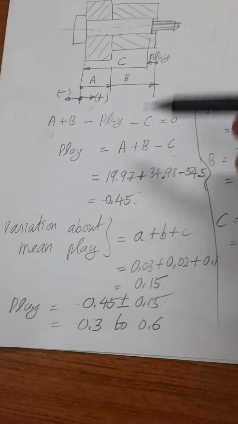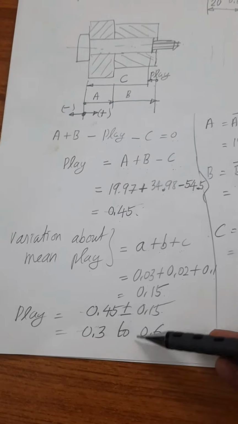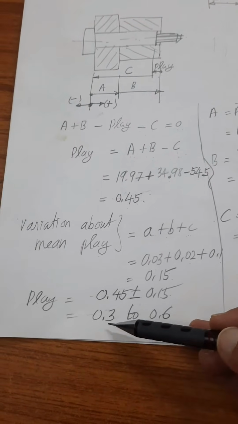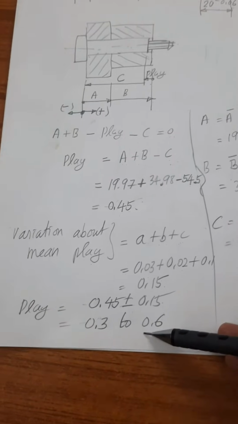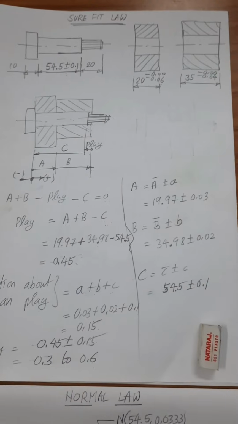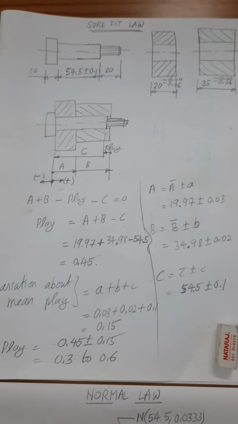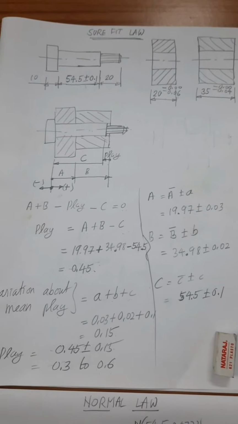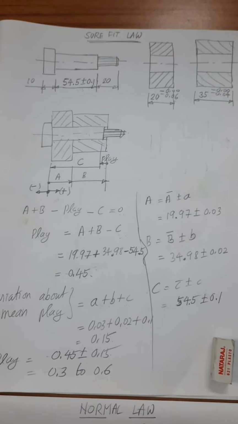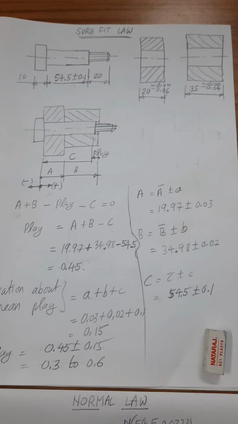In one assembly it may be 0.3, in another assembly it may be 0.4, in another assembly it may be 0.5. So the play varies from assembly to assembly. It is found to vary between 0.3 to 0.6 by applying the Surfit law. The play which is found as varying between 0.3 to 0.6 is found by assuming that each and every dimension follows uniform frequency distribution.